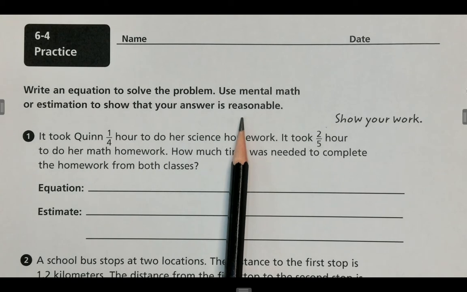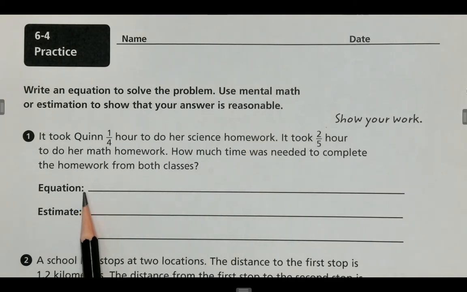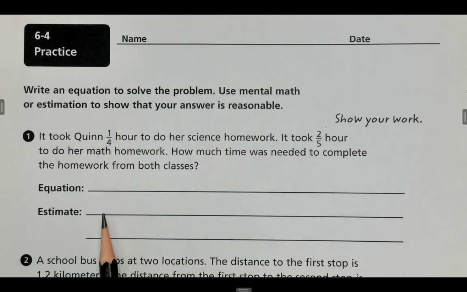Okay, so to me, in order for this to be a useful practice, we'll set up the equation first, but then before we solve it, we'll do a mental math estimate. Then we'll solve it and see if our answer is reasonable by comparing it to the estimate.